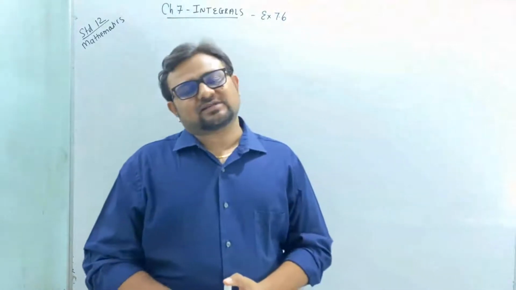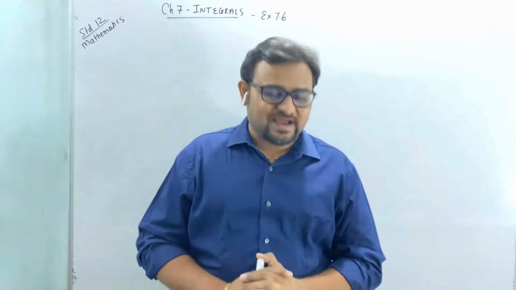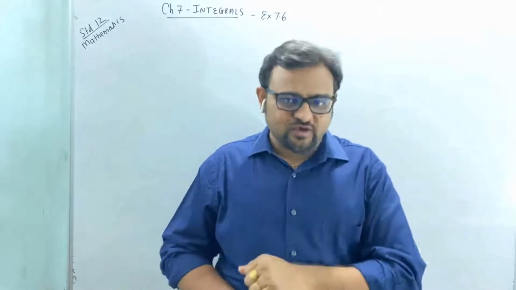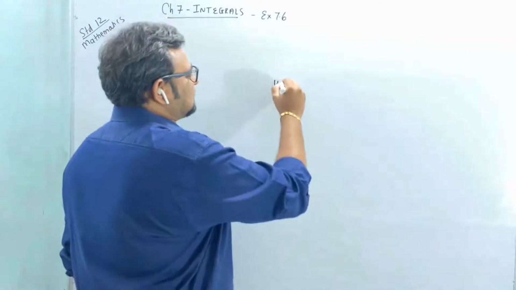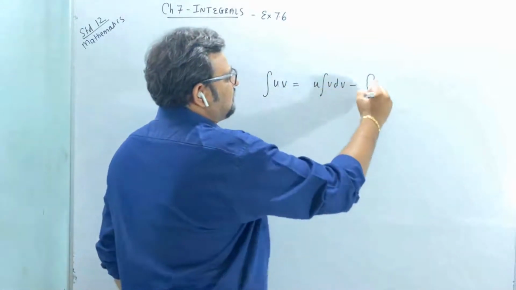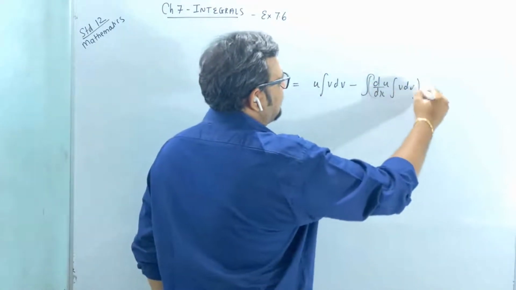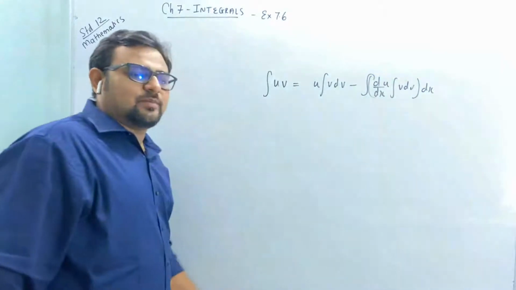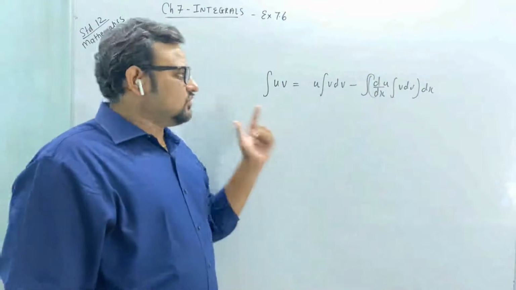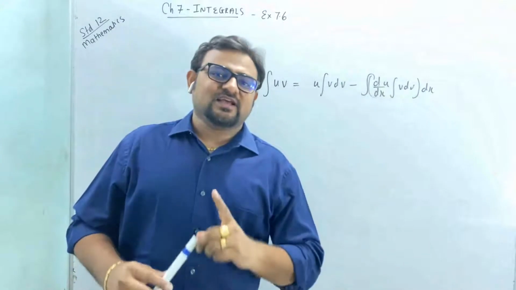Okay, in our last lecture we completed till question number 9 in exercise 7.6. We have studied the method of UV, right? The formula was like this: U as it is, integration of V dV, minus d by dx of U, integration of V dV. This was the formula, multiplication, integration by parts. So we will use this method and continue with exercise 7.6.